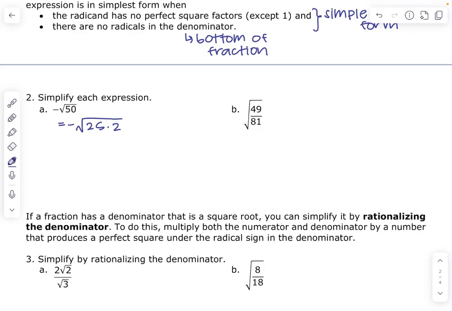Okay, so I'm going to rewrite this. Instead of negative square root of 50, I'm going to have negative square root of 25 times 2. Now that we have a product in our radicand, we can separate our radicals. So I'm going to have negative square root of 25 times the square root of 2. We did this because 25 is a perfect square, so we can simplify this to be negative 5 square root of 2.